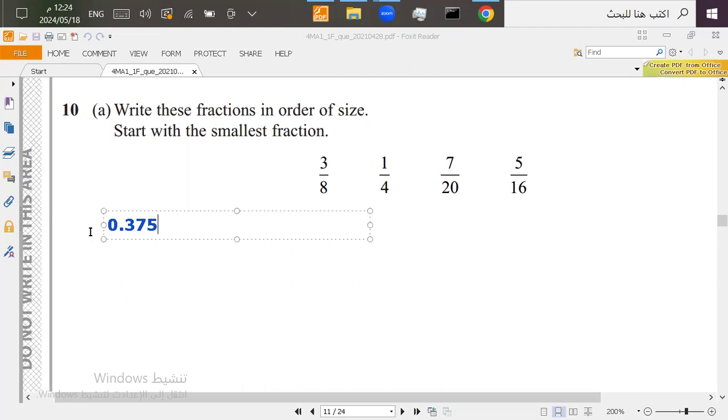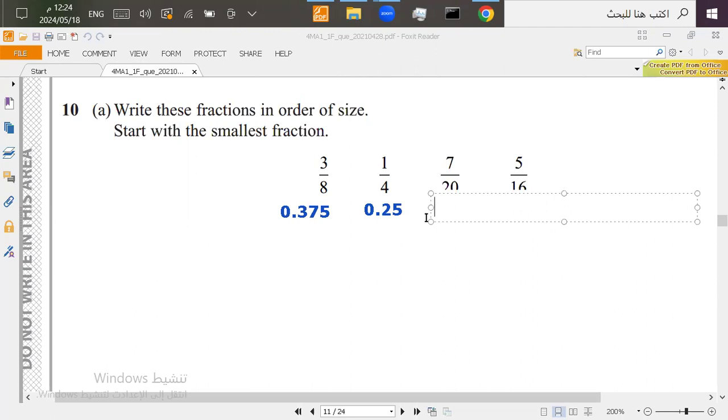Now, I have to write them under each fraction so I know which one is which. 1 over 4 is 0.25. 7 over 20 is 0.35. And then we have 5 over 16. 5 divided by 16 is 0.3125. Now we have all the decimals that we want.